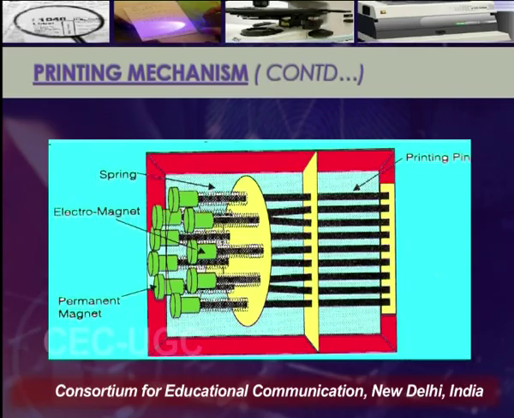For example, if we type the alphabet A, the proper signal will go, the pins will go out and they will type the alphabet A in the form of dots. When we see the dot matrix printout, all the alphabets have smaller dots through which our whole document is being made.